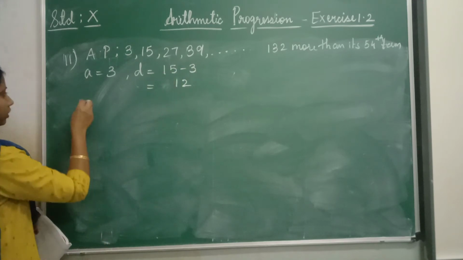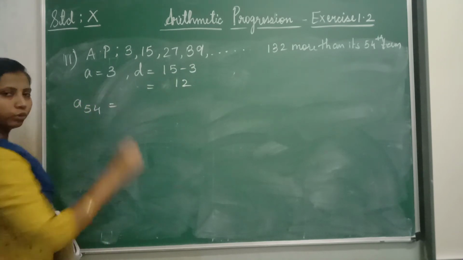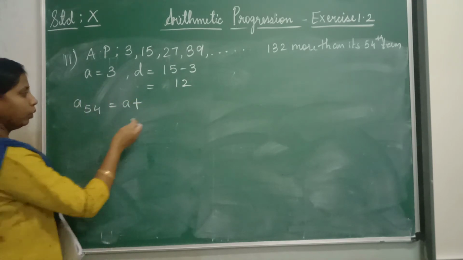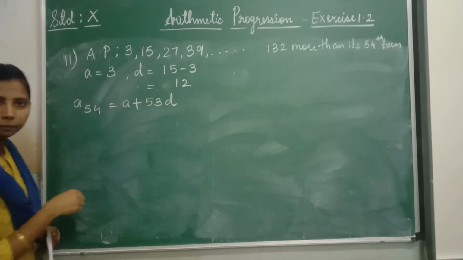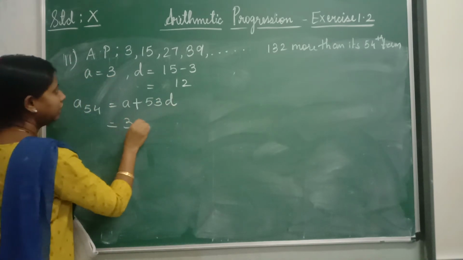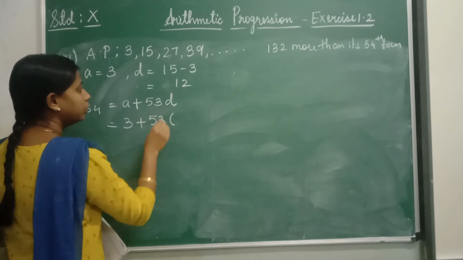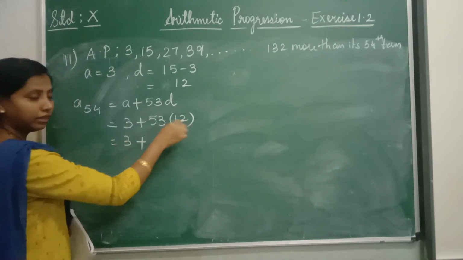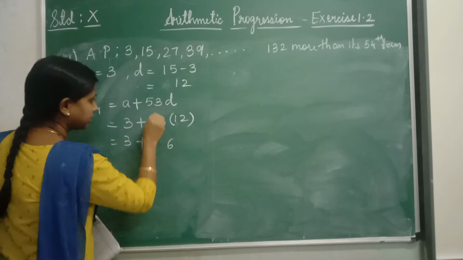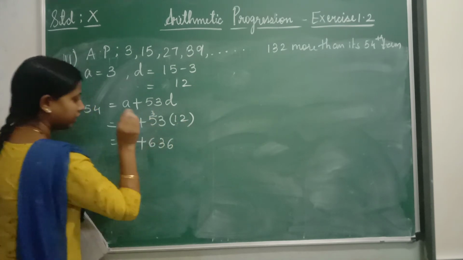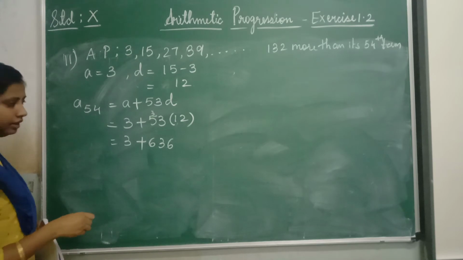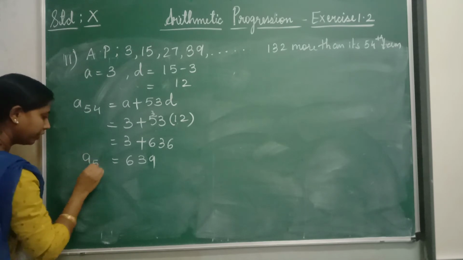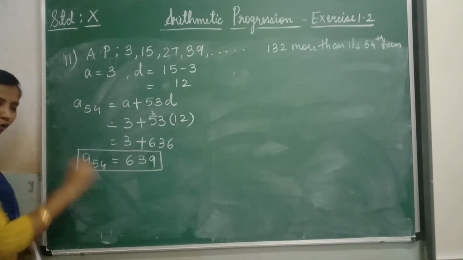Now you can find the 54th term, that is a54. How to get a54? Standard form: a plus, one less than 54, that is 53d. Substituting, a is 3 plus 53 into d, which is 12. So 3 plus 53 into 12. 12 threes are 36, 12 fives are 60, so 636, plus 3 gives us 639. So this is the 54th term.